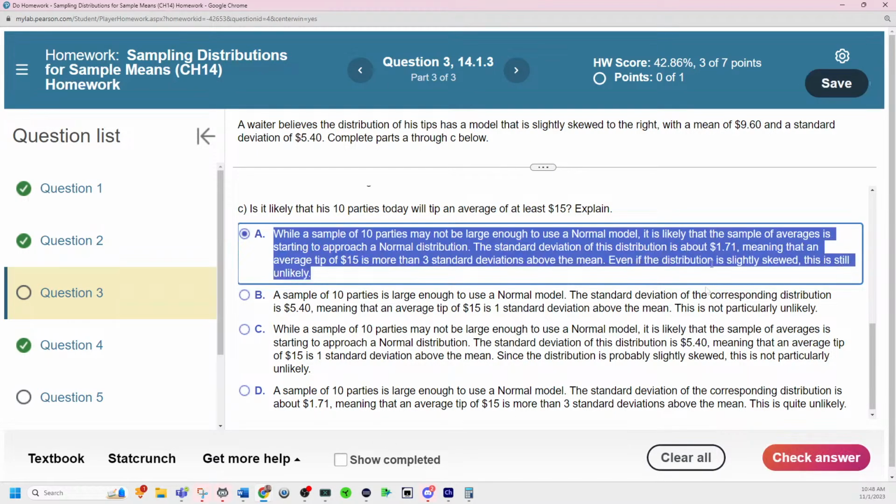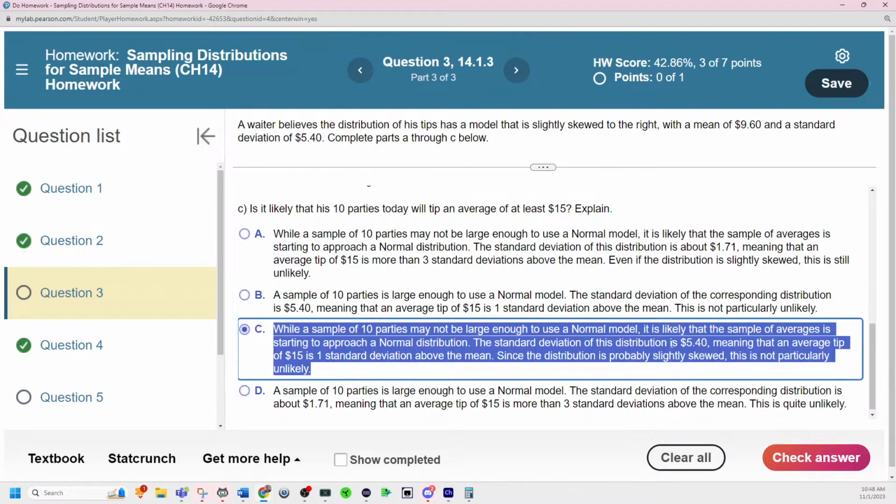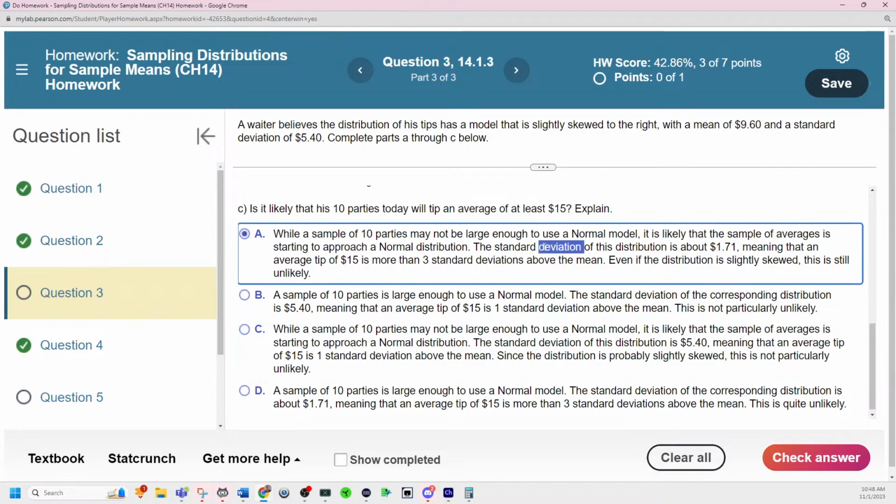The only differences between these answers look to be the standard deviations. And it does say the tip is 1 standard deviation away above the mean. Let me check the new.